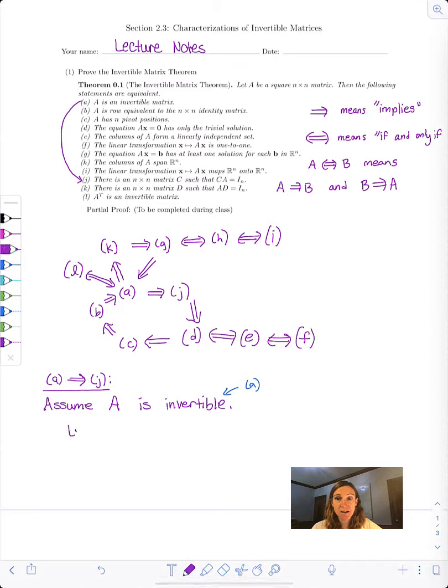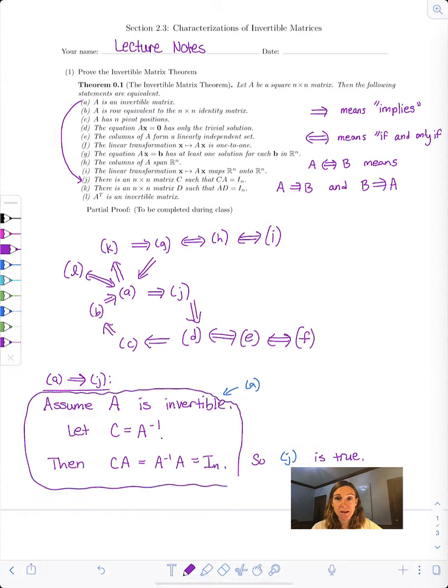Okay, and now let's just let C equal A inverse. We know A inverse exists, so we're going to let C equal that. Well then, if we do C times A, that's A inverse times A, which equals the identity. So J is true. And I'll go ahead and tell you what we'll do in class is I will give you this bit of each of the proofs, and you'll want to figure out what that statement is, what that justification is actually proving.